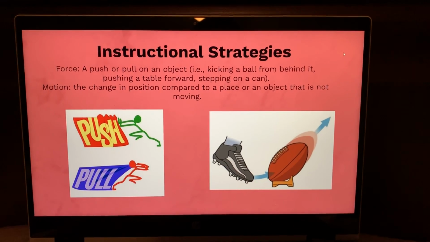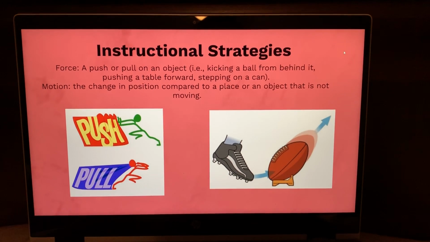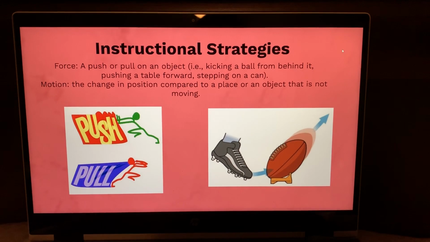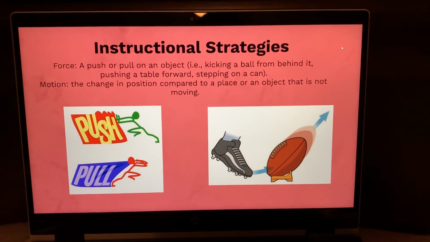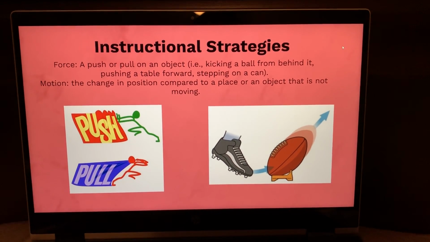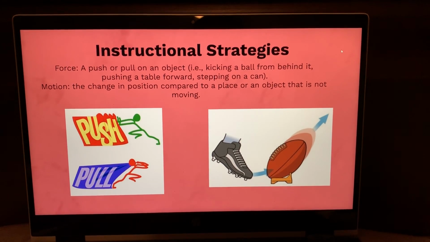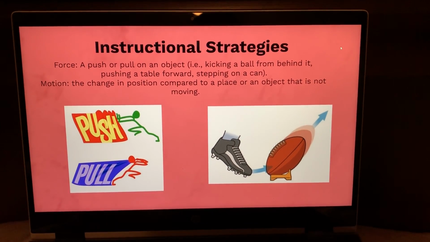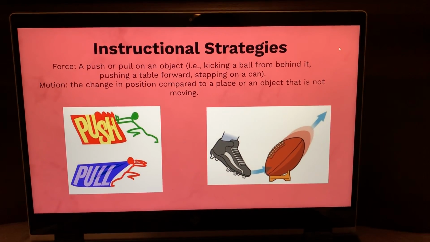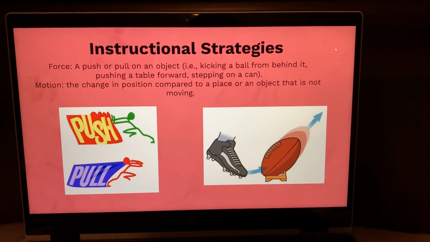So to tie this back in, first you want to explain what a force is. So a force is a push or a pull on an object. But you can tie it in by saying, like, when you kick a ball, if you kick from behind it, then it's going to make it go forward. Other examples, pushing a table forward or stepping on a can, you're showing that the force is actually demonstrating the motion. By stepping on a can, you're forcing it down. So again, the motion is the change in position compared to a place or an object that is not moving.